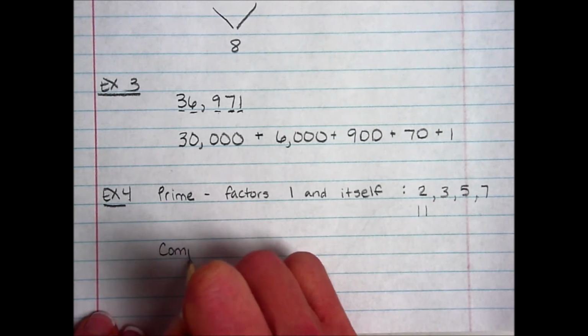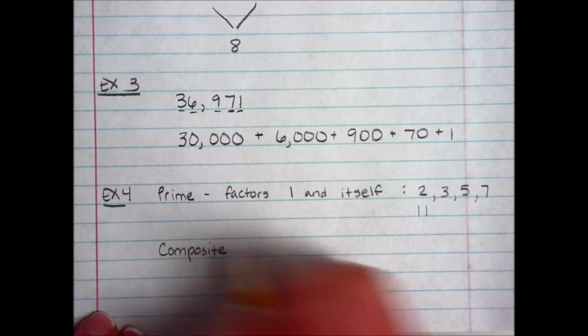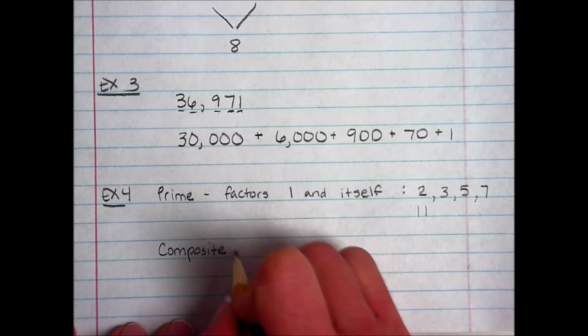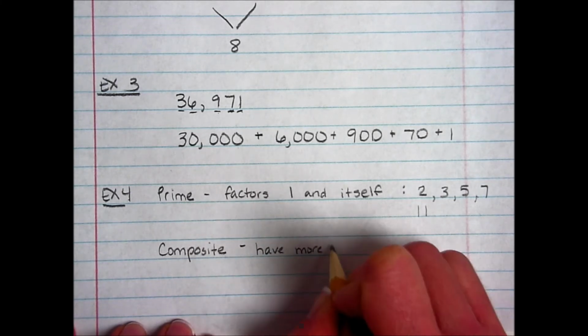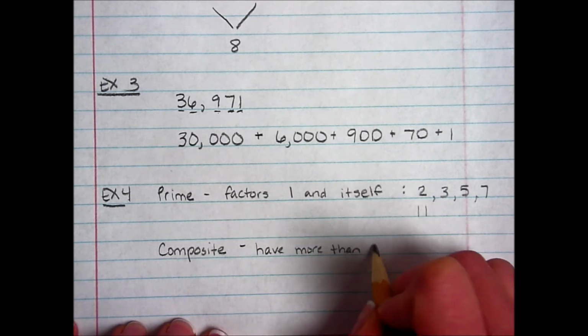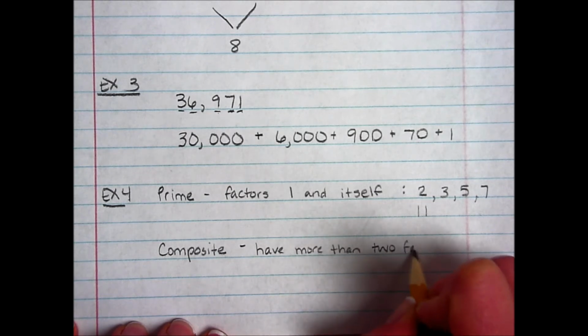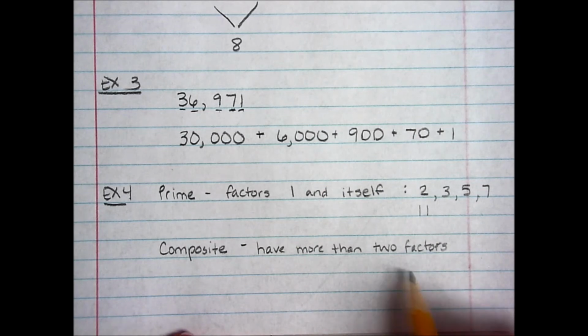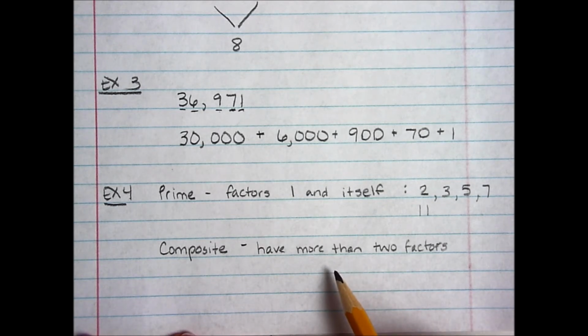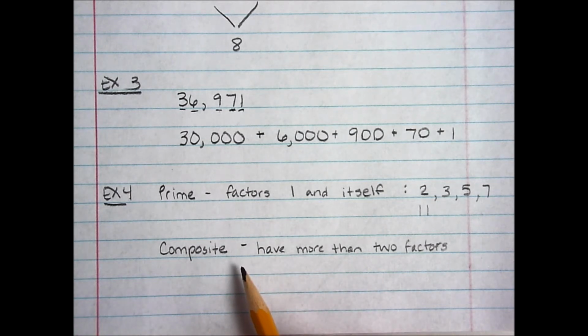Composite numbers have more than 2 factors. Or you could think of it as they are divisible by more numbers than just 1 or itself. Even if it has 3, it's still composite. Like 25 has 1, 5, and 25. And 25 is still composite.